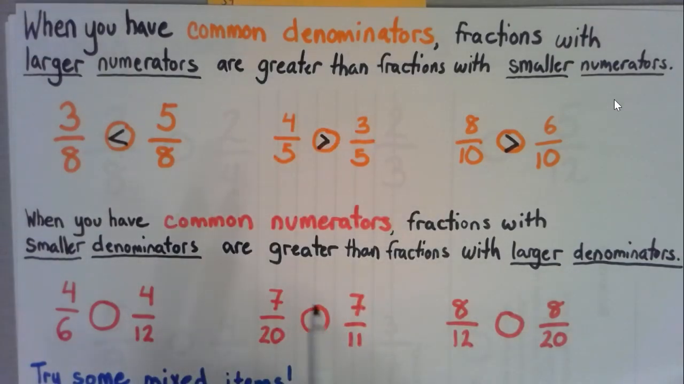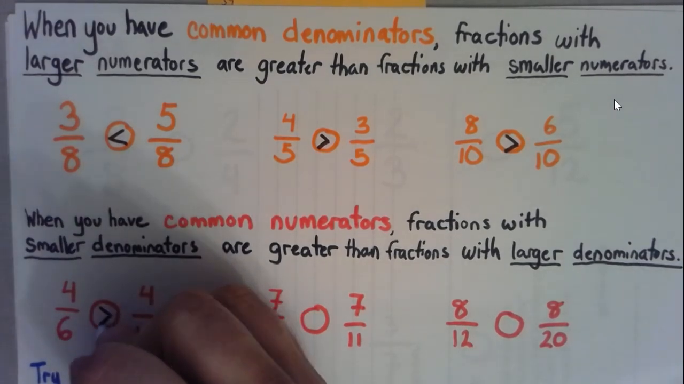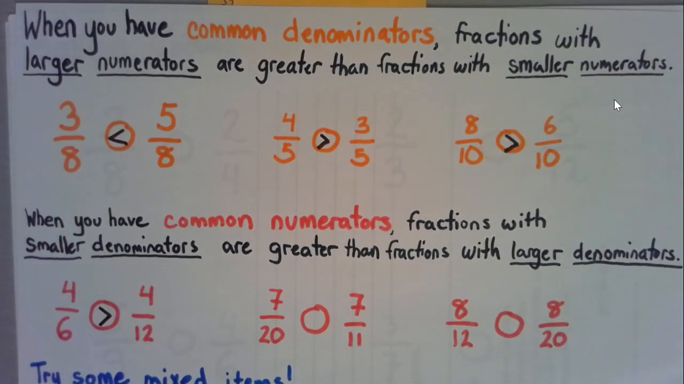We don't do as much with common numerators, but let's practice it because it is a skill that you're going to want to have, and I'm going to show you why in just a few minutes. 4/6 compared to 4/12. You have to decide, is 4/6 greater than 4/12 or is it less than 4/12? 4/6 is greater than 4/12. Let's go on to the next example.